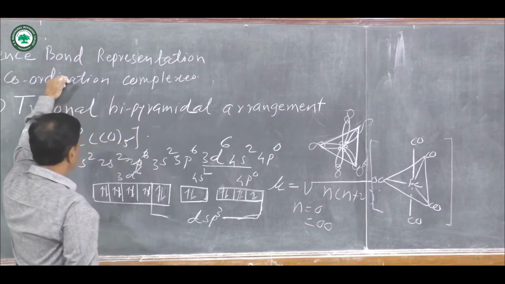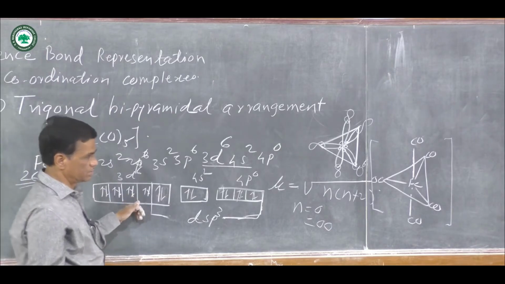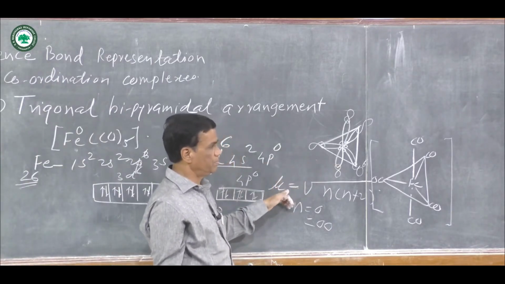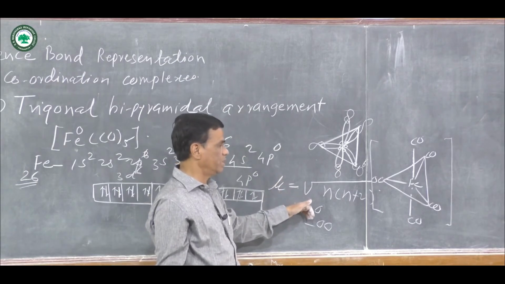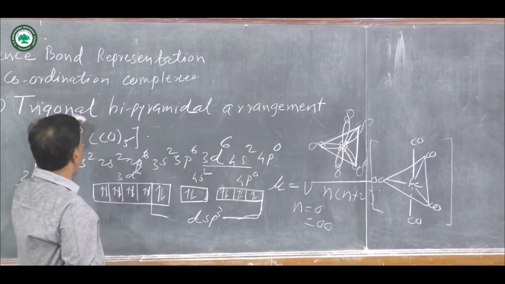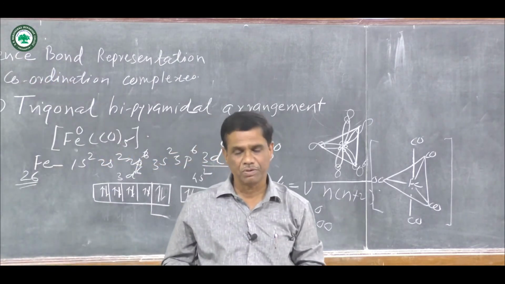By valence bond theory you can predict the number of unpaired electrons, the structure of that complex compound, the magnetic moment and the geometry of the molecule. And this is the representation of valence bond theory for various coordination compounds.